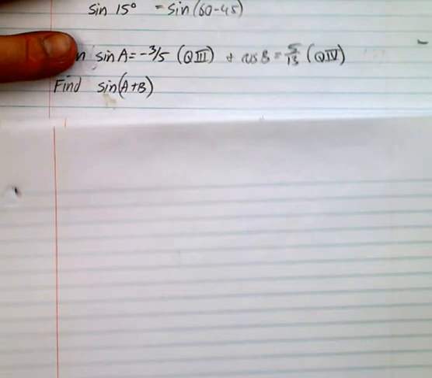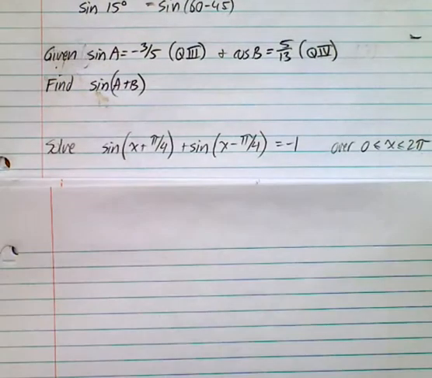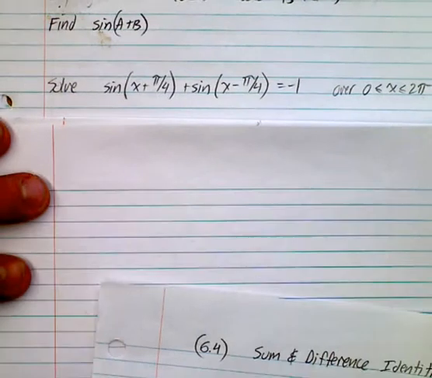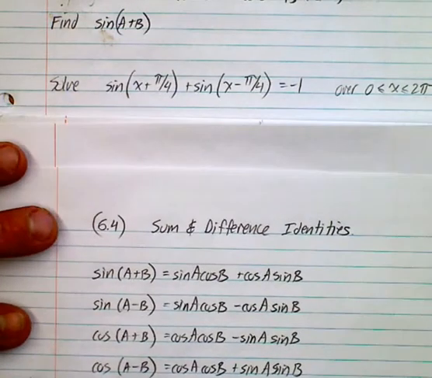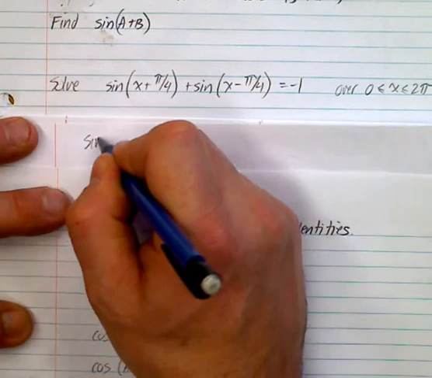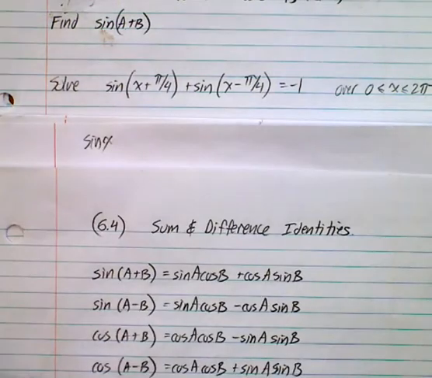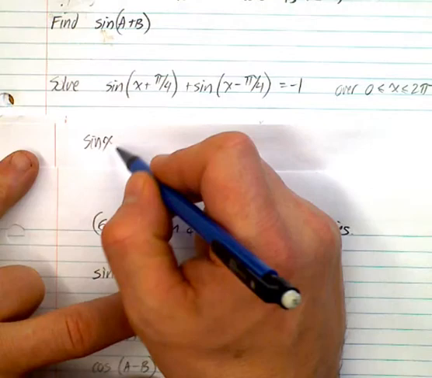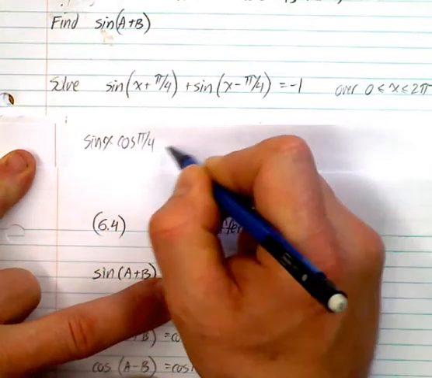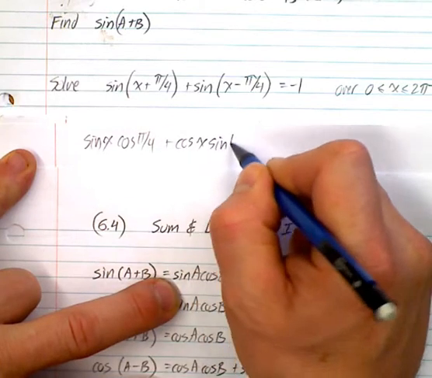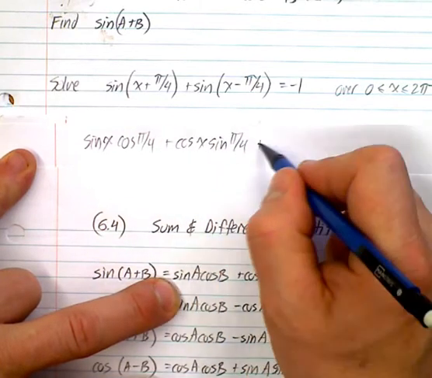All right. Let's go down to the next one. How do we solve this? Sine x. Okay, well, hopefully you can see this is sine A plus B, and this is sine A minus B. So what we need to do is expand both of them. Okay, so sine A plus B is sine x, right? Sine A cos B, so cos pi over 4, plus cos x sine pi over 4. That's the first one, right?